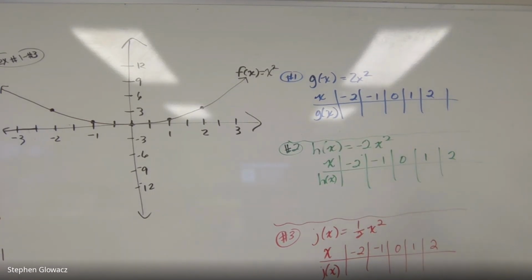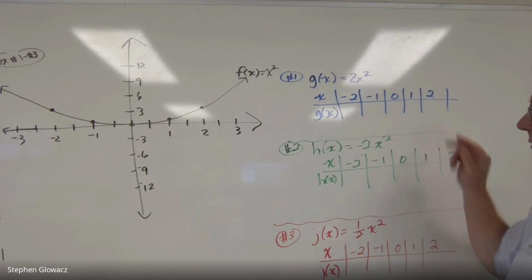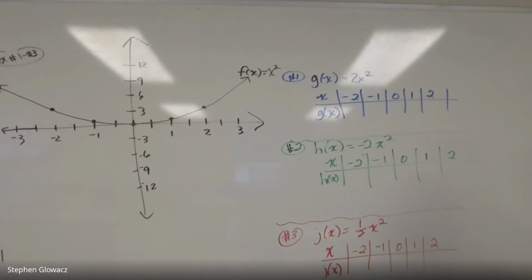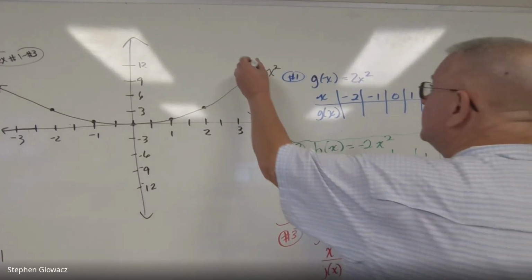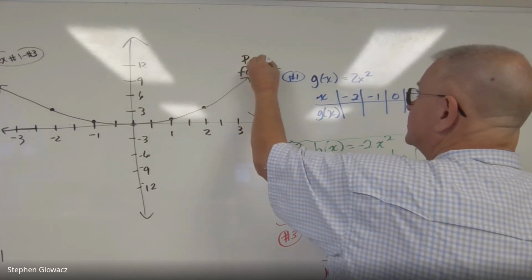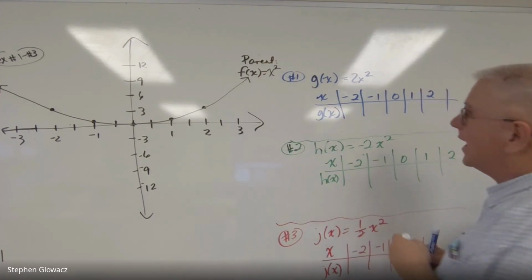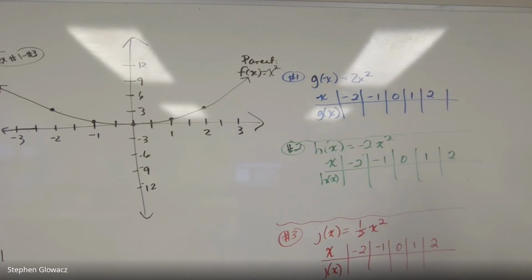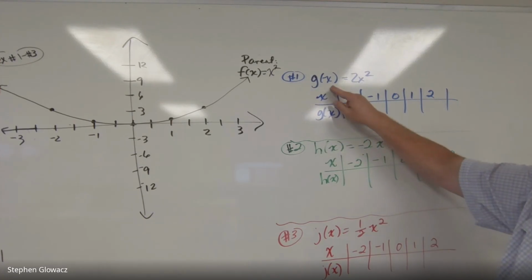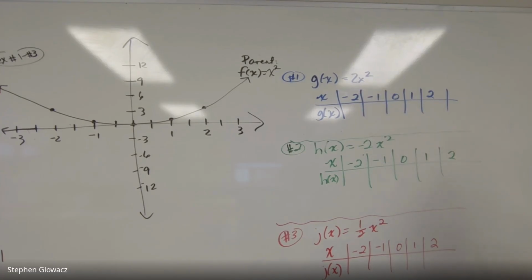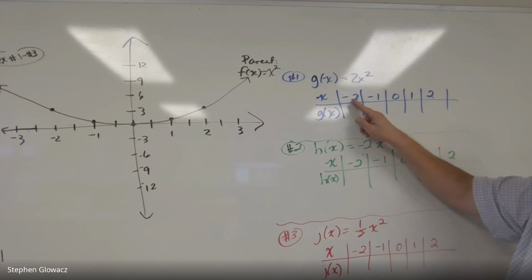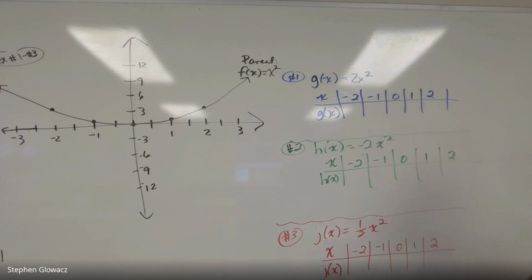We're going to put our work in here, but we're going to have to erase it because we don't have a lot of space for the work. So let's start with our first one. Again, our parent function, and let's note that here, f of x equals x squared. So we're going to graph an example for number 1, 2x squared. We have our table here, and we're just going to substitute each of these values in for x.